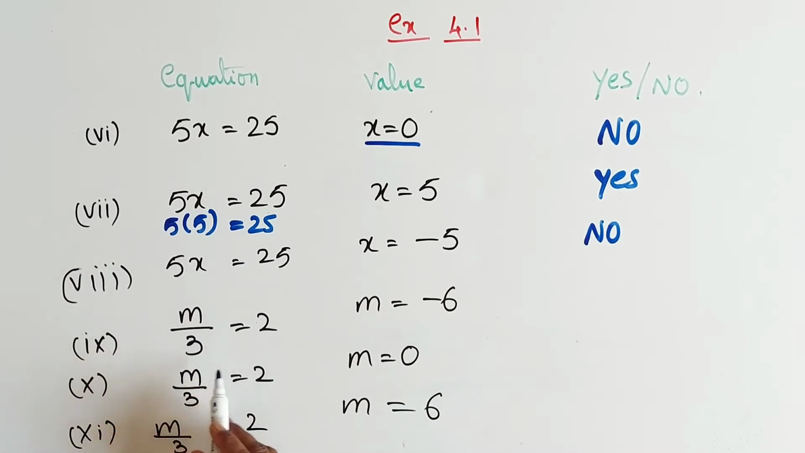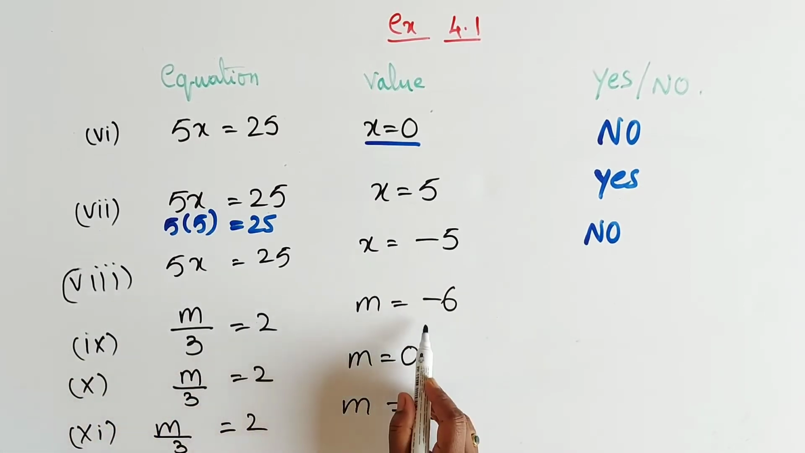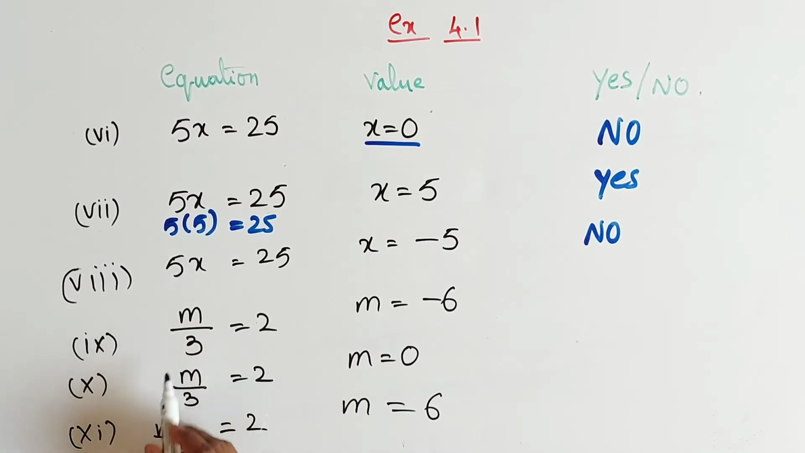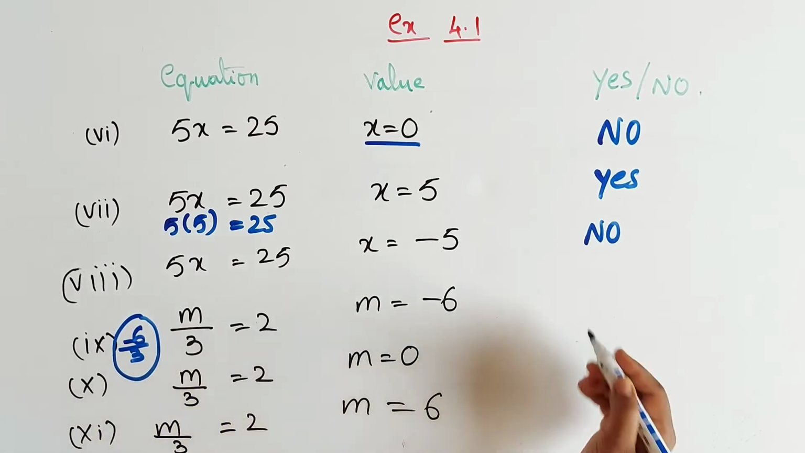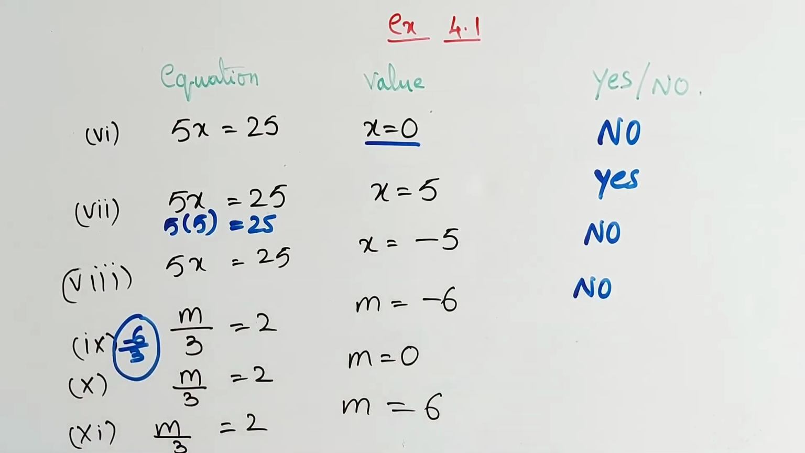Ninth one, m by 3 equal to 2. Here m equal to minus 6. M by 3. M equal to minus 6. We'll check. Minus 6 by 3. 3 twos are 6, but minus 2 will come. Here they gave positive 2. So it is not satisfying the equation.